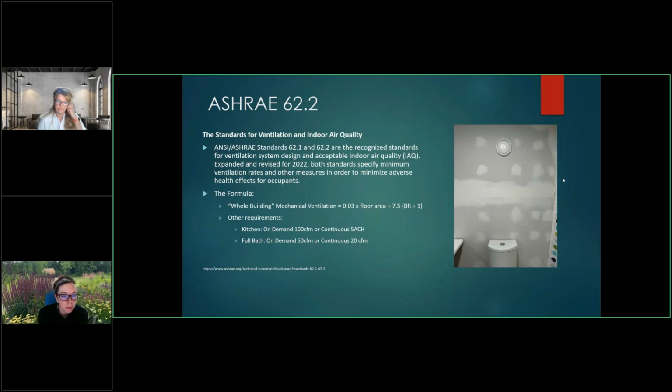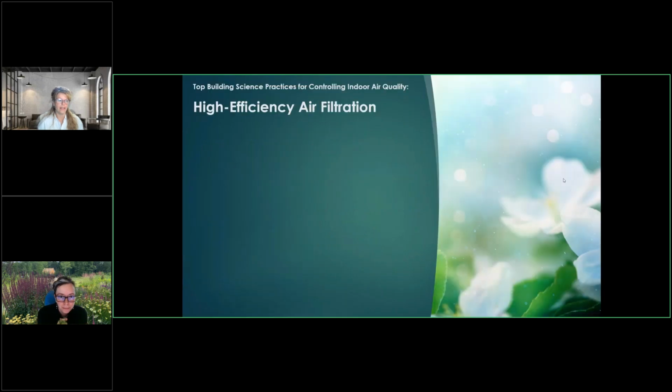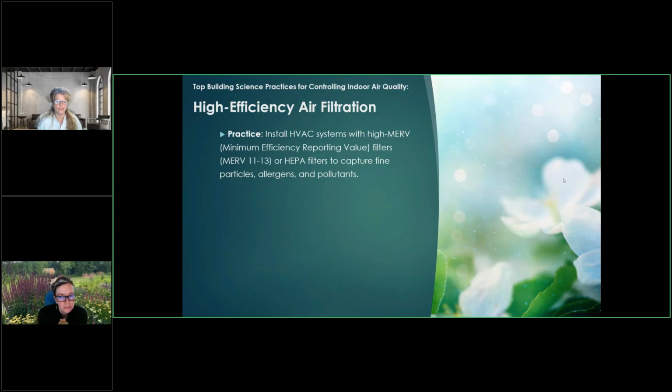And I don't know about you, but in our cold climates, having a window in your bathroom is not ventilation. I'm not opening that when it's 15 degrees outside. So I'm not getting rid of any of that moisture either. So having windows isn't the best ventilation strategy. So this ASHRAE 62.2 helps you understand what you should be providing at a minimum level for all of your clients. So next we have high efficiency air filtration, which is really important.